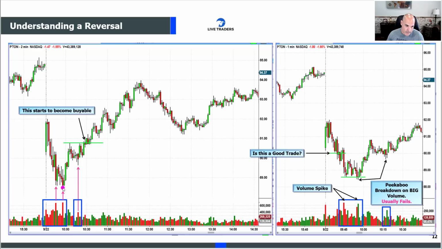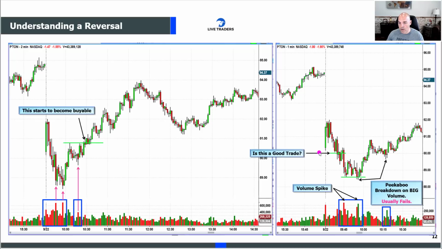So now I want you to take note. Big volume spike right there. Big volume spike right there. And then it bounces back up significantly, pulls back, big volume spike with a bottoming tail. We're going to revisit this in just a second. So over here on the right is a 1 minute chart. Same stock, 1 minute chart.